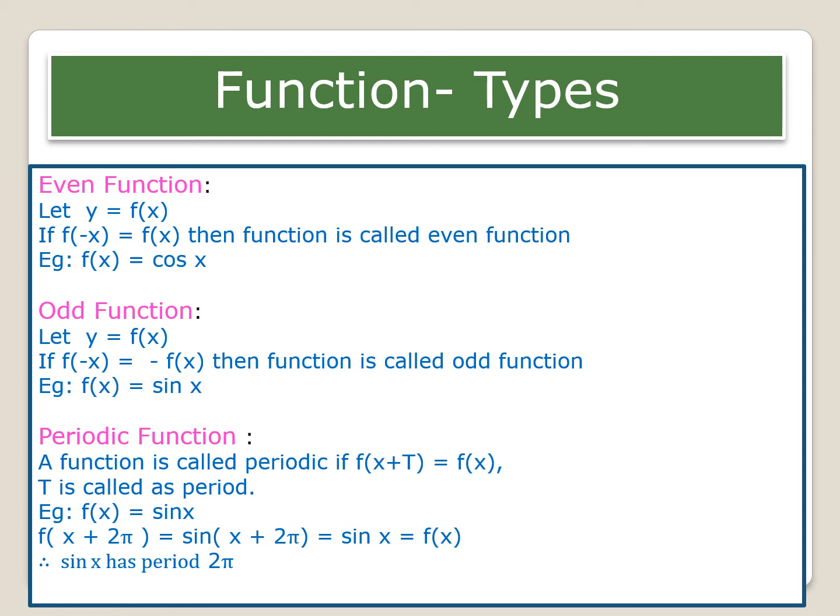Next is the periodic function. A function is called periodic if f of x plus T is equal to f of x. Then T is called the period. Example, f of x equal to sin x. f of x plus 2 pi will be equal to sin of (x plus 2 pi), which is equal to sin x, which is equal to f of x. Therefore, sin x has period 2 pi.